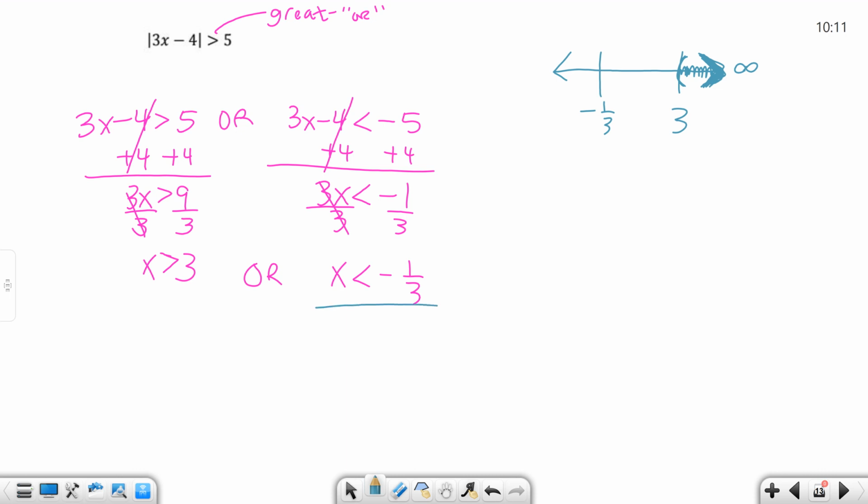And then or, let's look at this one, less than negative 1/3. Which way is less than? To the left. And there's your arrow, negative infinity. And we have a parenthesis, right?